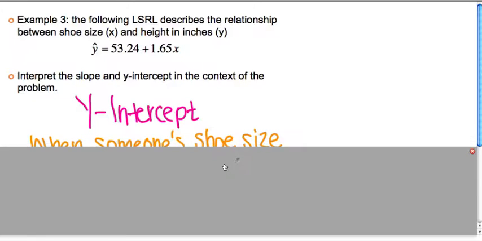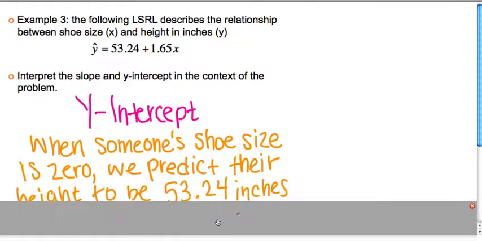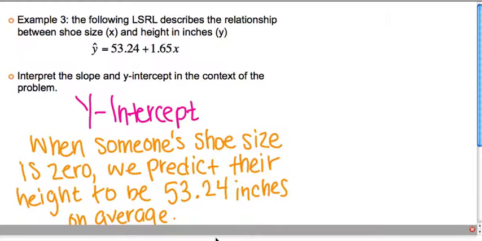I said when someone's shoe size is 0, we predict their height to be 53.24 inches on average. Does this make sense? No, this would be an extrapolation. We don't expect to have any data that's close to a shoe size of 0. So this is using the line to make a prediction that's out of the range of the data.